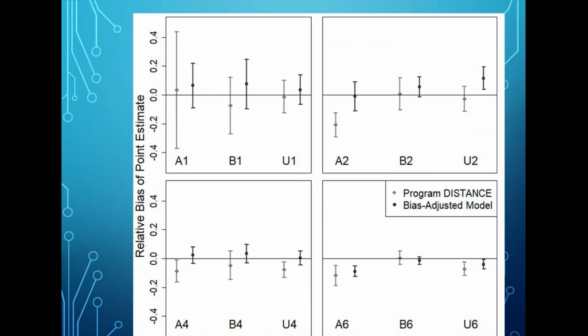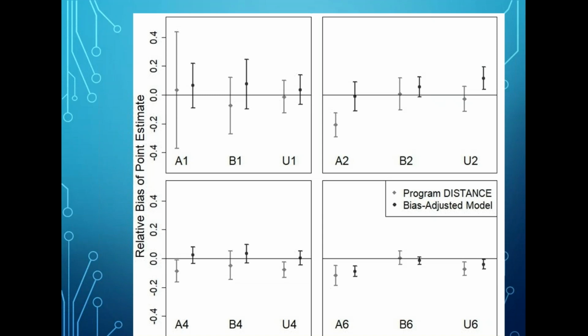When we look at the relative bias of the point estimates, this is just the point estimate of density out in the landscape. The black model here is our new bias adjusted model, and the gray is program Distance. To orient you, if the point is at 0, that means we were accurate: our model said this is the density, and that was the true density in our simulated landscape. Above it means it was an overestimate, and below it is an underestimate. This is at 1, 2, 4, and 6 individuals per hectare, and this is the negative linear, the bimodal, and the uniform distribution.